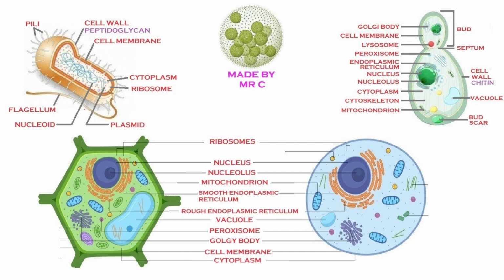Now we're going to talk about the similarities between plant cells and animal cells. The plant cell is on the left-hand side and the animal cell is on the right-hand side. They both have ribosomes, which are the site of protein synthesis. They both have a nucleus that controls the cell. They both have a nucleolus that makes ribosomes. They both have a mitochondrion, which is the site of cellular respiration and ATP synthesis.